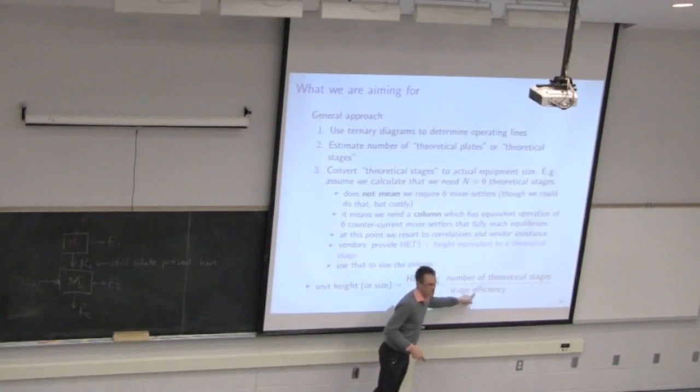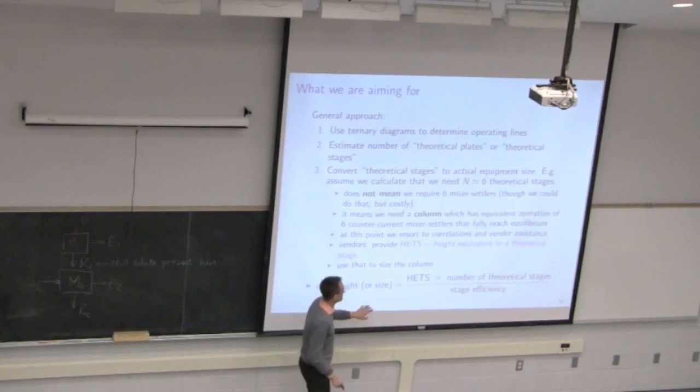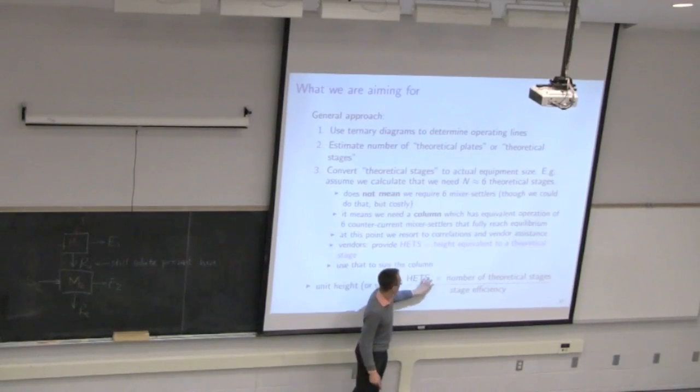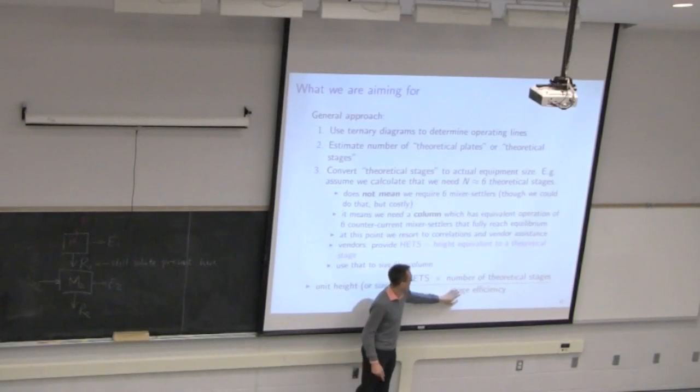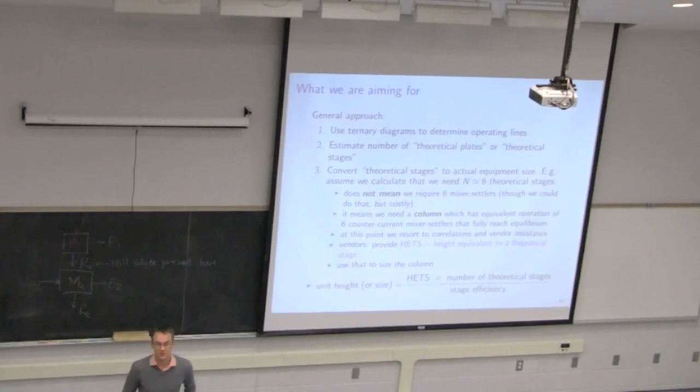And you can also take a stage efficiency into account. Simply take your height equivalent to a theoretical stage, multiply by the number of theoretical stages, and that will give you your column height. Then you can divide through by a stage efficiency. That's a number that the vendor gives you as well. And that will get you the size of the packed bed or your column.